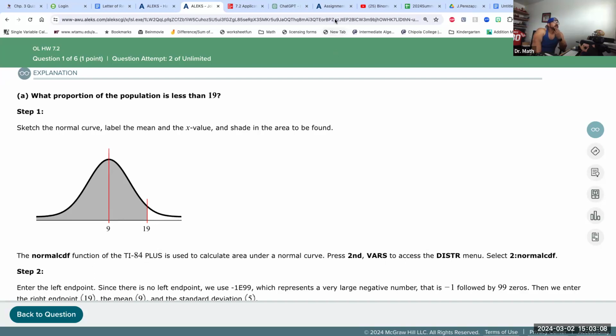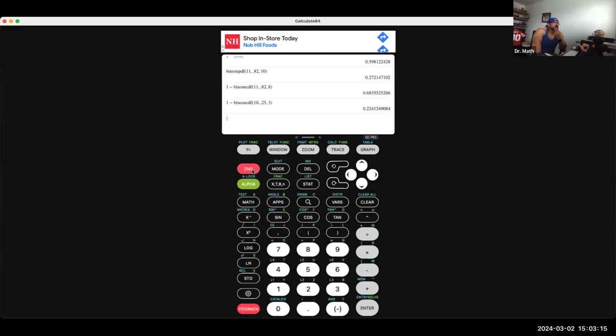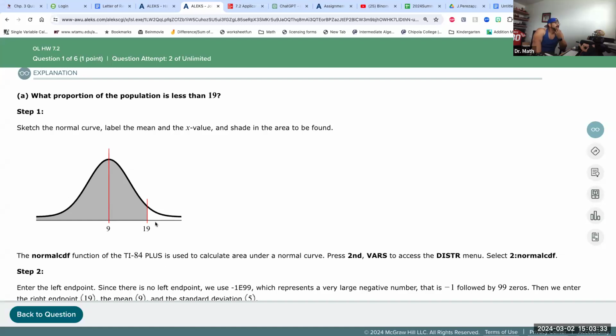All right, so let me share my calculator, and here we go. This is going to load up in a second. So I'm going to hit second vars, and I'm going to go to normal CDF. So the first thing I do is I enter the lower bound. So because I'm going to the left, let me show you what I'm talking about. Let me go back to my picture. So because it says I'm shading everything to the left, the lower bound, this is the way I want you to think about it. Where do I start shading? So I start shading from the left-hand side.